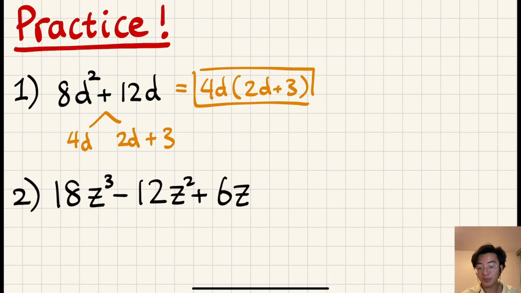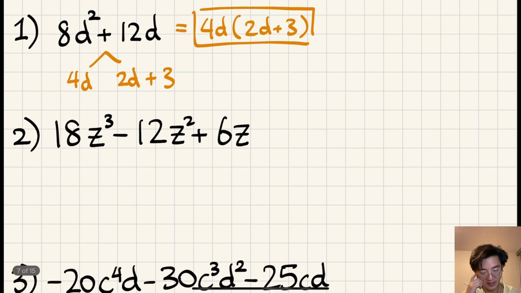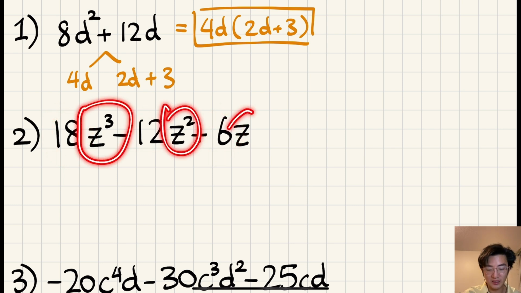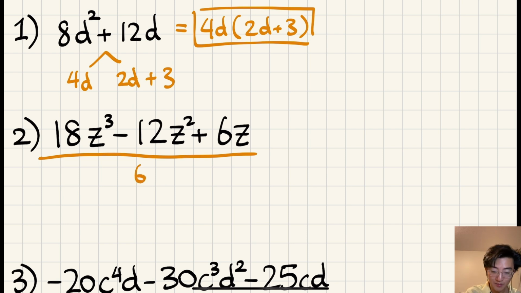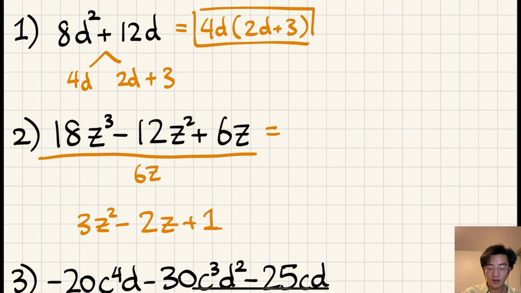Alright, so this one, not super complicated, luckily. Okay, moving on. So right here, we notice that all the numbers here are divisible by 6. And all the variables here are divisible by z. Or we can take out a single power of z out of all the variables. So we are essentially factoring everything by a 6z. Which means that the 18z cubed becomes a 3z squared, minus a 12z squared divided by 6z is just 2z. 6z divided by 6z is 1. Which means that our answer is just 6z times 3z squared minus 2z plus 1.